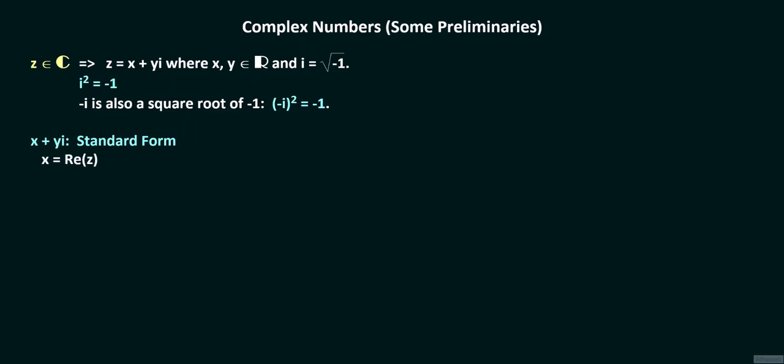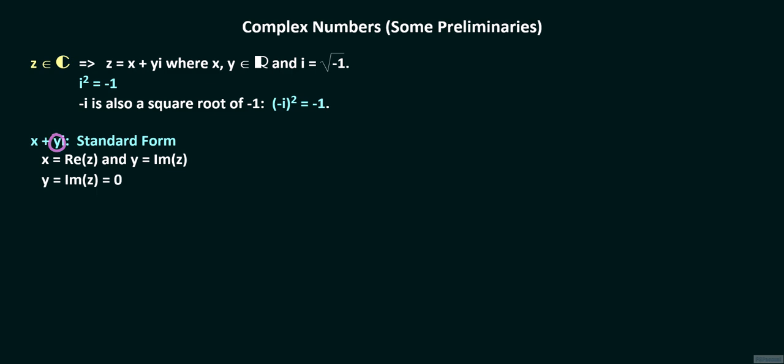x is called the real part of z and is written as Re(z). Variations in this notation include using square brackets or braces instead of parentheses. y is called the imaginary part of z and is written as Im(z). Note that the imaginary part of z does not include i, but only the coefficient y of i.